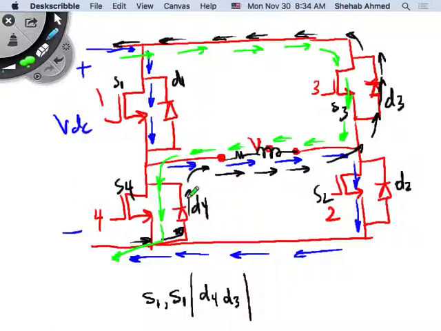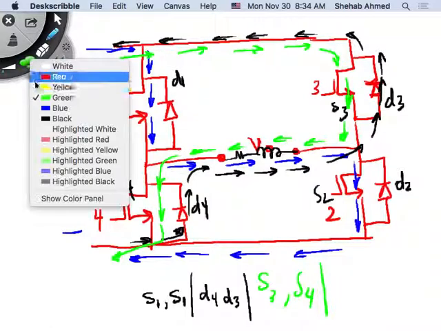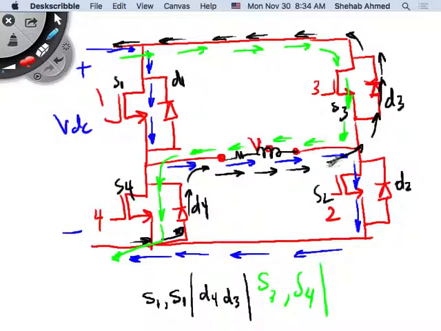Okay. And then S3 and S4, sorry. Let's just finish the switches and then we'll do that. Then I want to turn off S4 and S3, but I cannot turn them off and turn on S1 and S2 right away. So I turn off S4 and S3. What happens to the current? Current will not change polarity. Current will continue this way. It will go through D1 and D2.